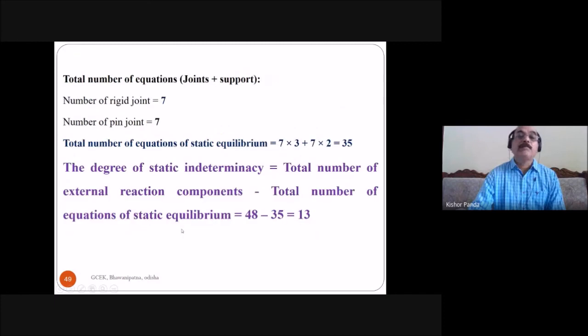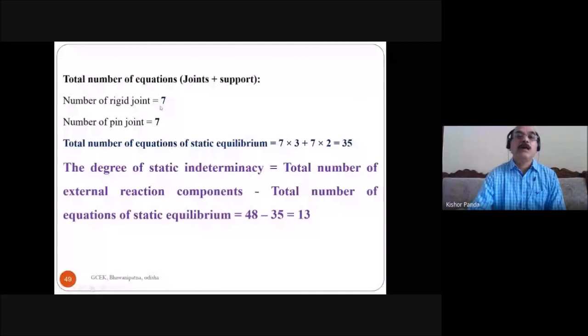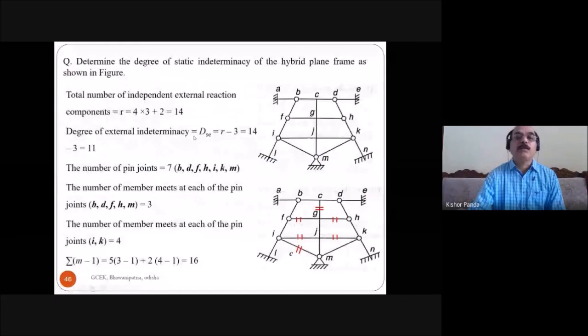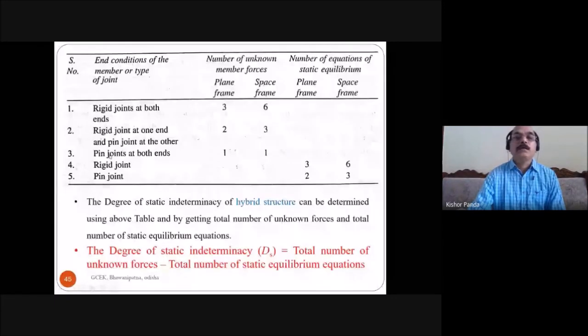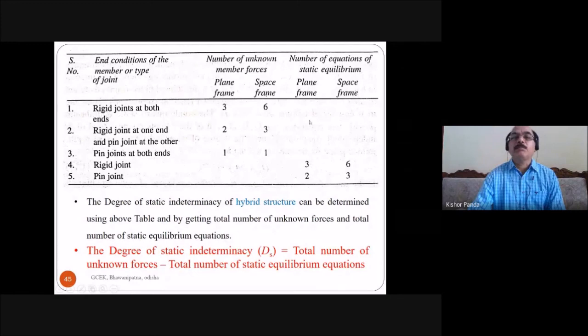Then you find out the total number of equations at joints and supports. You have to count the number of rigid joints and the number of pin joints, because at a rigid joint there are 3 equations for a plane frame, and at a pin joint there are 2 equations for a plane frame. On the table you see here, for a rigid joint the number of equations of static equilibrium for a plane frame is 3, and for a pin joint it is 2.